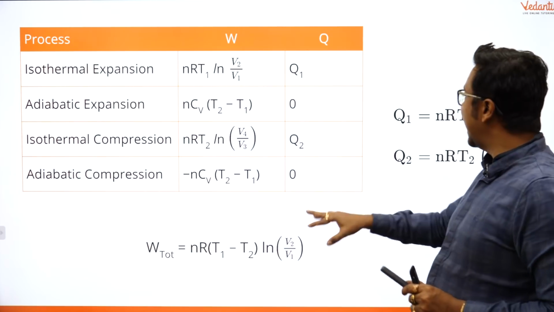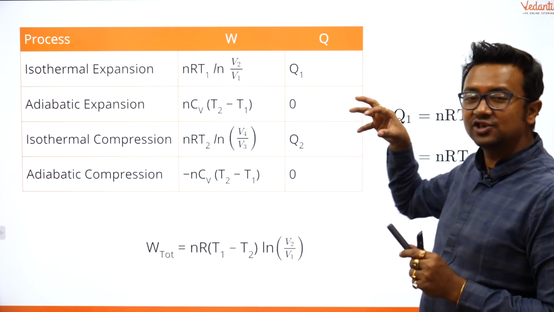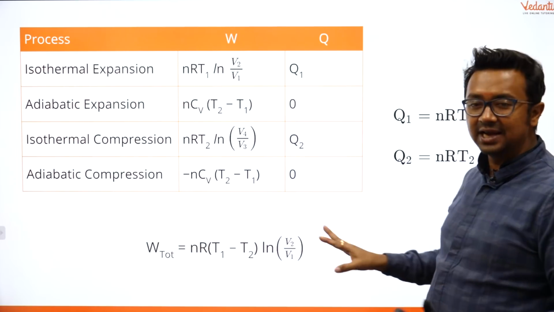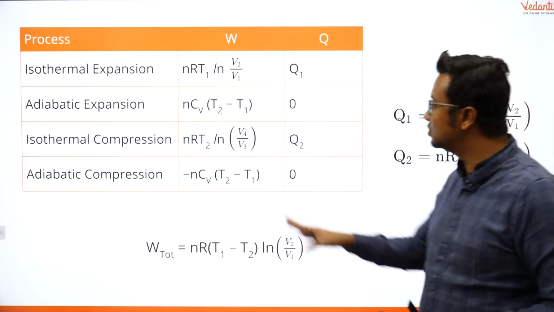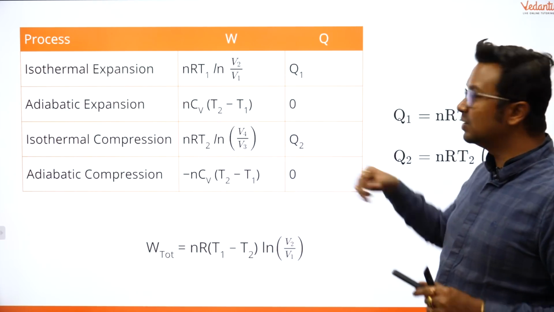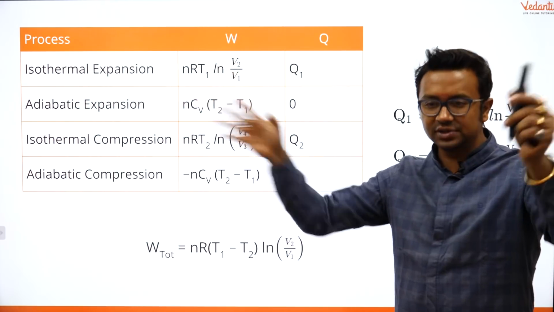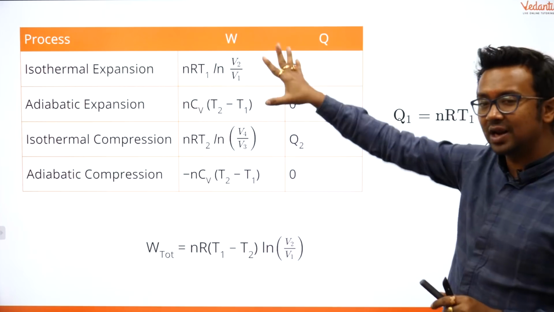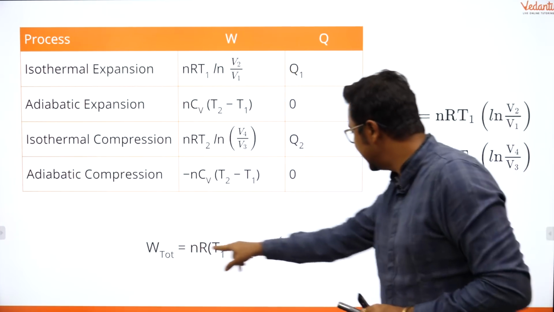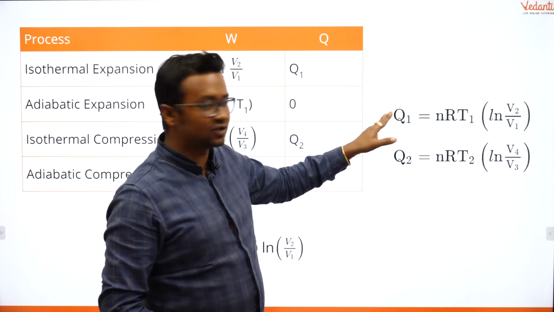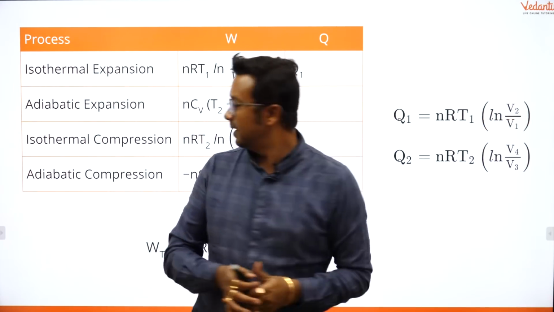The heat that was actually extracted in the cycle was in process 1. This heat, this and this, is ultimately equal to 0. There is no heat extracted because these are adiabatic processes. In this, Q2 was actually liberated to the surroundings, so it was not extracted. Only Q1 was extracted, so the total amount of work done is equal to this, and the total amount of heat extracted is equal to this.